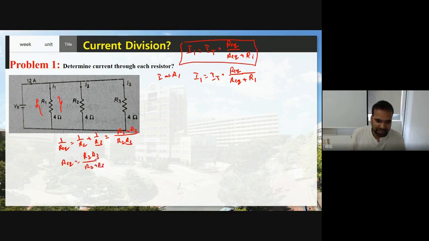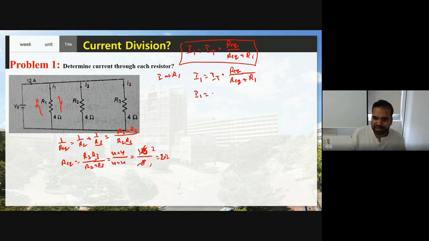Yes or no? Yes. R2 R3 means what? 4 into 4, 16. 4 plus 4, 8. So 16 by 8, this is 2 ohm. So when you are finding current at R1, the R equivalent is R2 parallel to R3, that is 2 ohm. Now substitute here, I1 equal to IT into R equivalent by R equivalent plus R1.